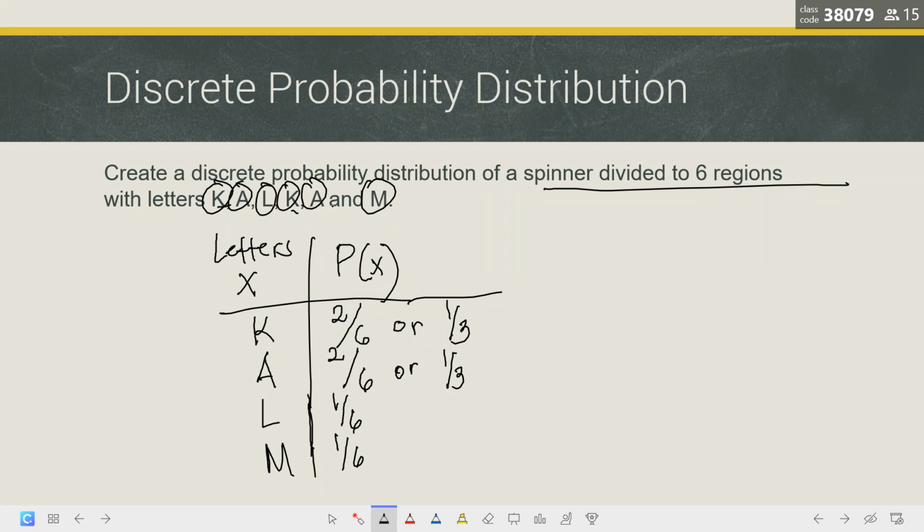So this is the discrete probability distribution of the spinner divided to 6 regions with letters K, A, L, K, A, and M. Sa assessment class, pwede kong ilagay doon animals or students or colors. Minsan wala nang illustration, papadrawingin na lang kayo. Or pwede rin walang drawing kasi ito walang drawing pero nahanap natin ng probability distribution.